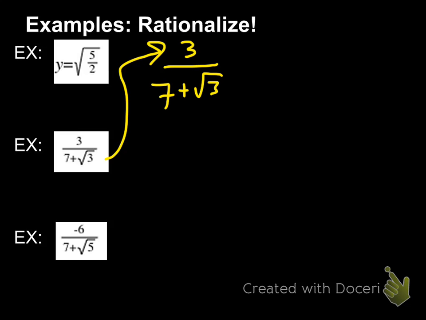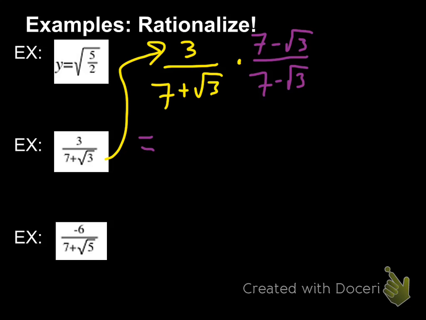Multiply by the conjugate. So, if I have 7 plus square root of 3, to get rid of the square root, I've got to multiply by 7 minus the square root of 3 over 7 minus the square root of 3. Let's do a different color for this. So that's the conjugate.